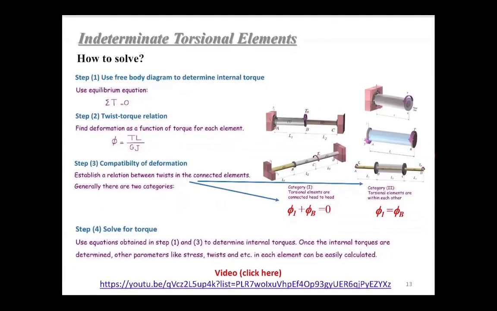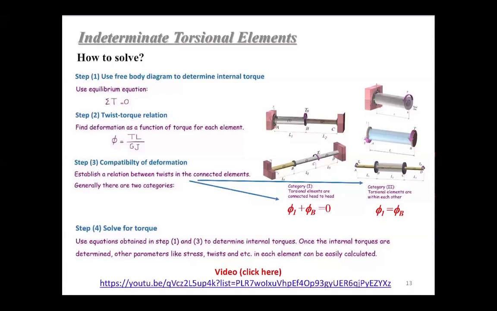So what are indeterminate torsional elements? This just means from the free body diagram, from equilibrium equations, you cannot solve the internal torques. In the previous examples, we always determined the internal torques first, used them to determine the phi values of each shaft, then used those to solve problems. If you cannot determine the internal torques from the free body diagram, what can you do?